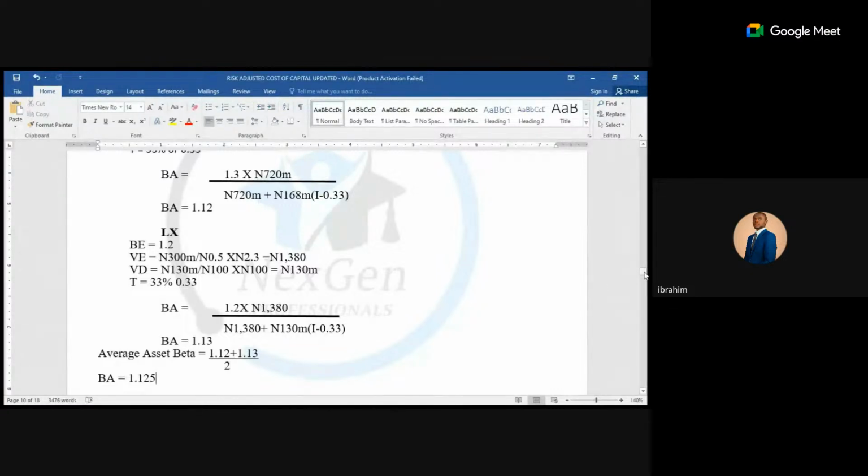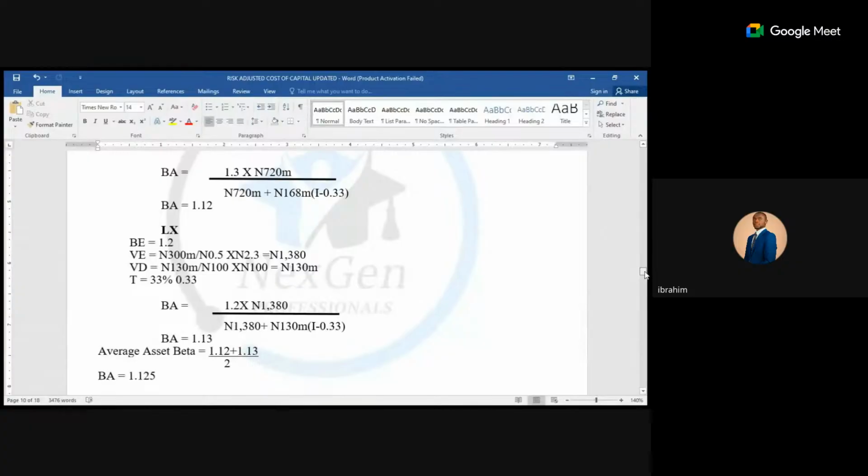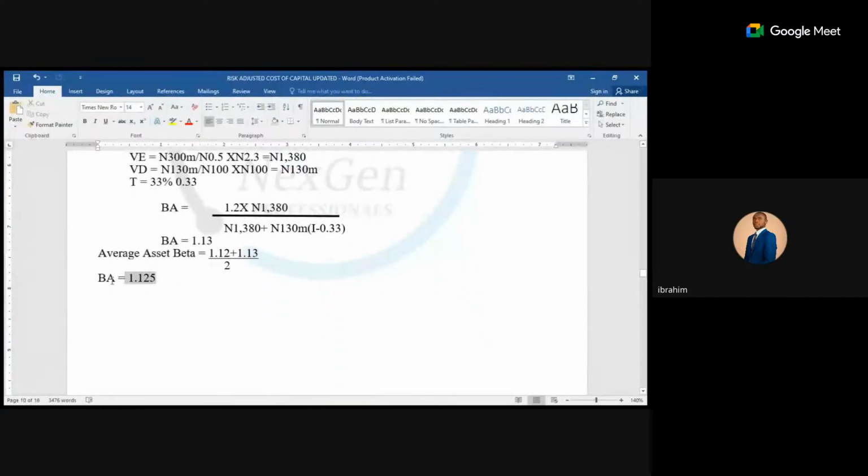Thank you. So after the asset beta, the average asset beta to be this, we have to move to the next step. What is the next step? Step 3. We have to regear, right?